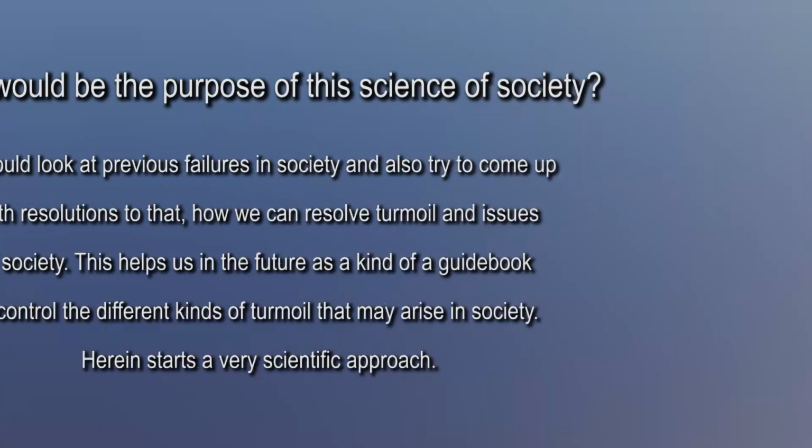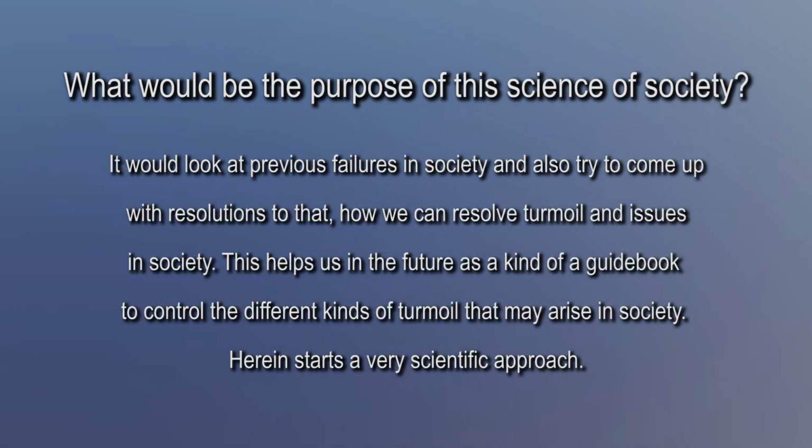Now, what would be the purpose of the science of society? It would look at previous failures in society and also try to come up with resolutions to that. How can we resolve turmoil and issues in society, which helps us in the future as a kind of guidebook, if you will, to control the different kinds of turmoil that may arise in society. So herein starts a very scientific approach. What do we mean by scientific approach? That we have a cause and effect kind of logic.